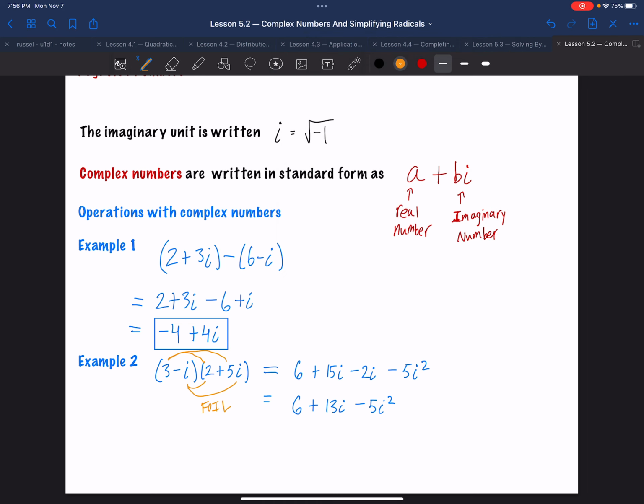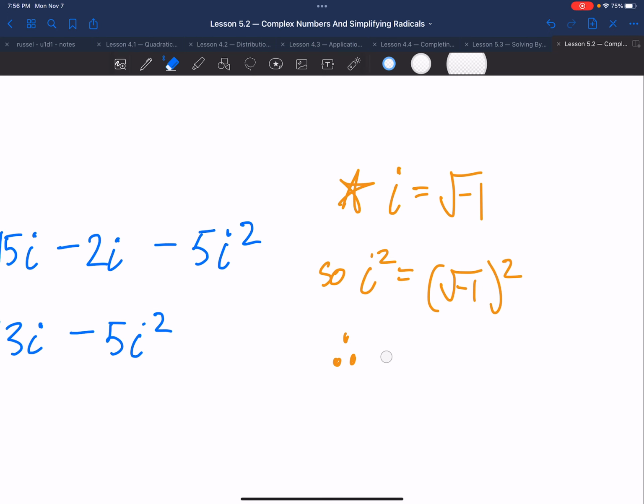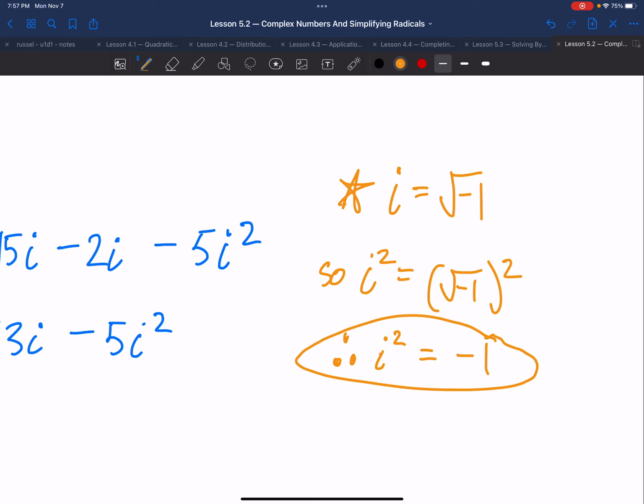Well, what is i squared? i equals the square root of negative 1. So then i squared equals the square root of negative 1, squared. Therefore, i squared equals what? Think about it before I write it. If I square a square root, I'm just left with what's inside. So I'm going to circle this. Therefore, i squared equals negative 1.